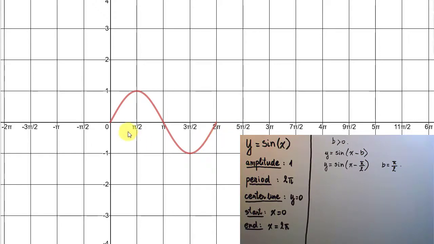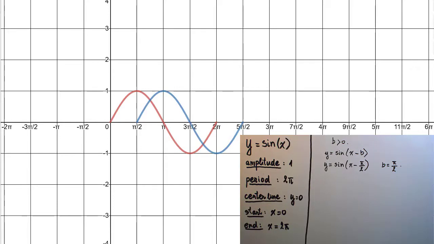So right here is the graph of, once again, the original standard sine of x. It has that period being 2 pi. It has a center line at y equals 0. It has that amplitude being 1, the wave height. That's another name for that. The base unit of our standard sine of x starts at x equals 0, and it ends at x equals 2 pi. And so let's now put up the graph of sine of x minus pi over 2.